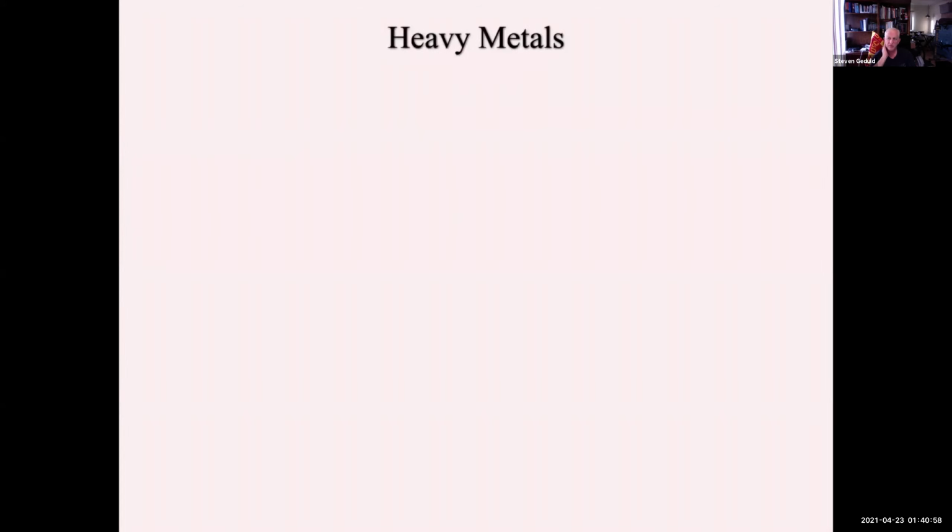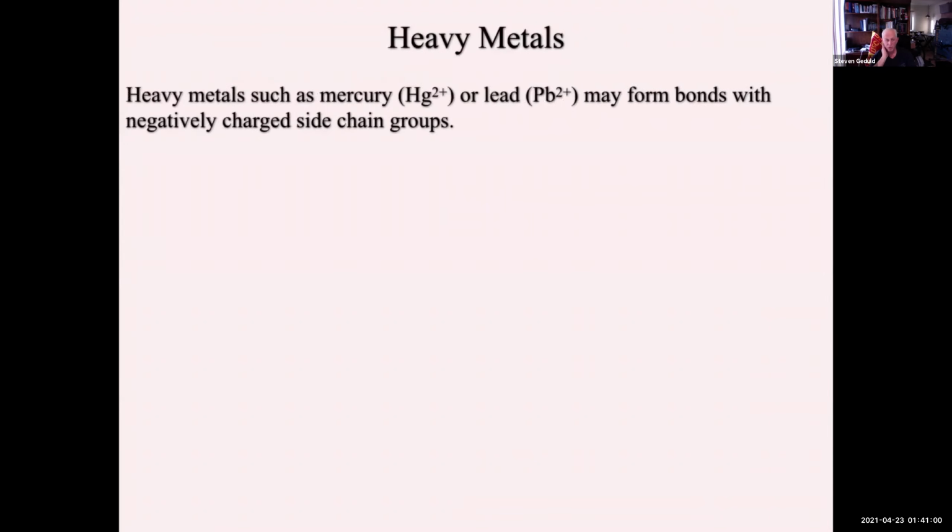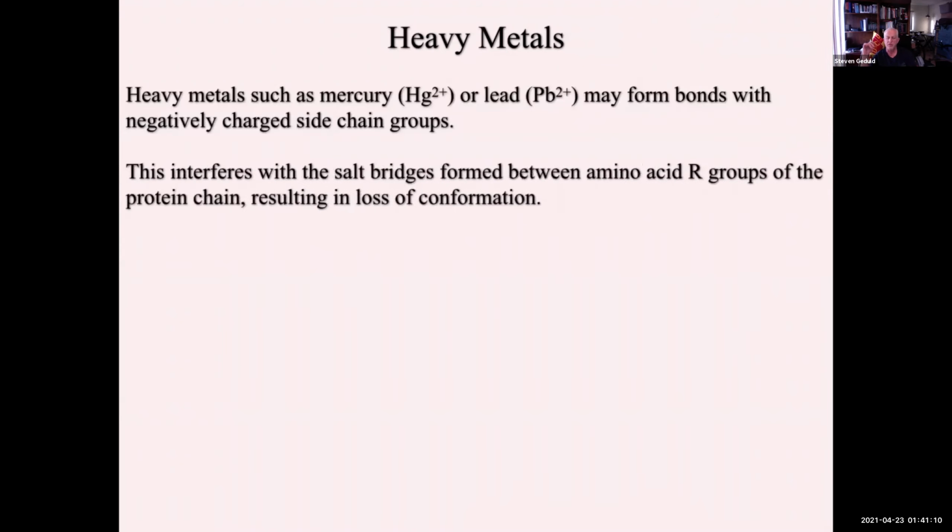Heavy metals, same way. Lead poisoning, mercury poisoning, form bonds with negatively charged side chains, your R groups. Heavy metals have a positive charge. It's going to bond to the negative charge of negative amino acids in a protein. This interferes with the salt bridge formation between amino acid groups of the protein chain, resulting in the loss of its shape. Remember, you have the salt bridge formed by the ionic connections. If the heavy metals are now going to bind to the negative portion of it.